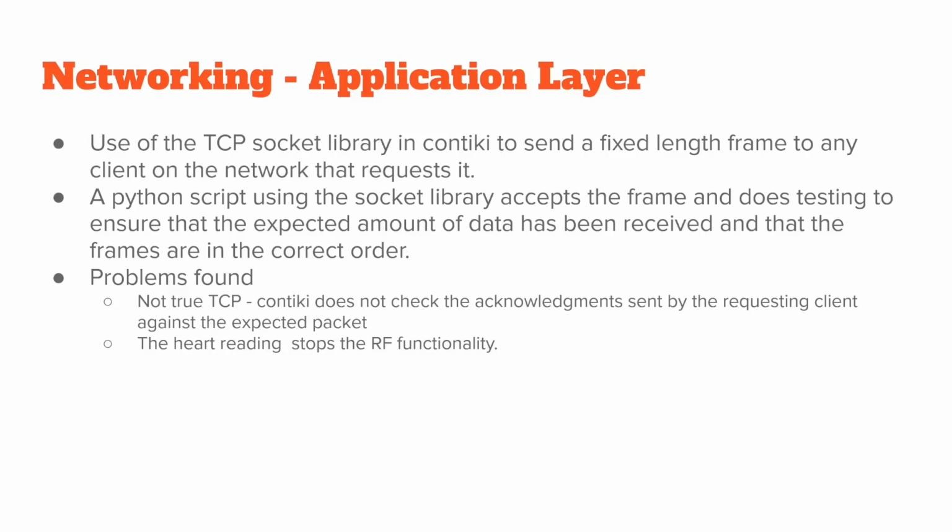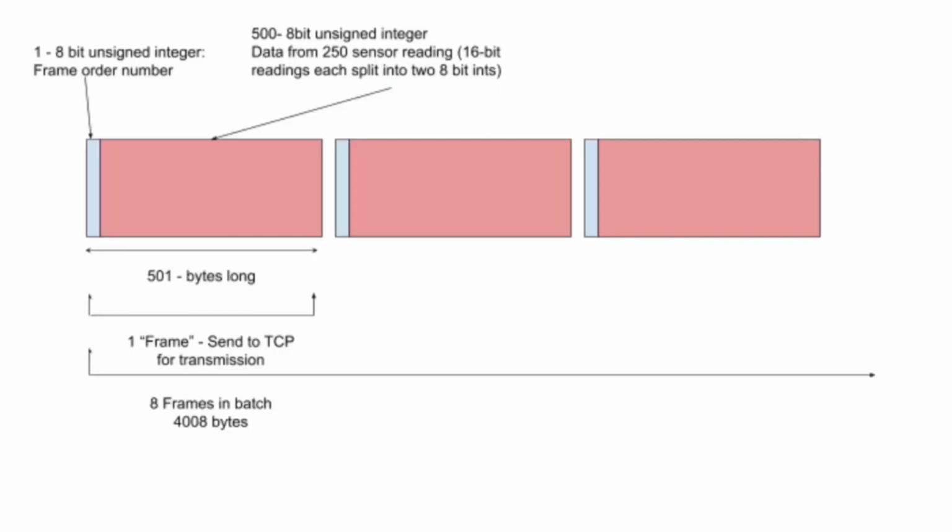How that worked was we would create a sort of application network where the 8,000 readings were split into 2,000 readings, 250 for 8 seconds, were 16 bytes. We split them into two 8 bytes. Each of those 4,000 bytes were then factored into 500 long chunks that we'll refer to as frames.